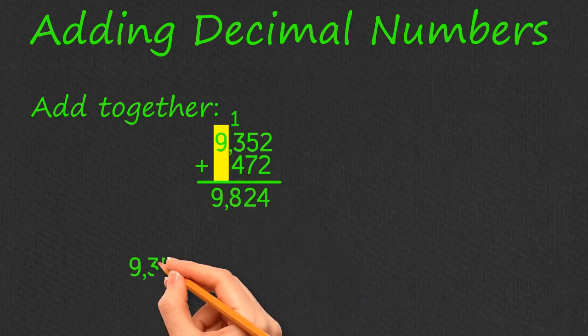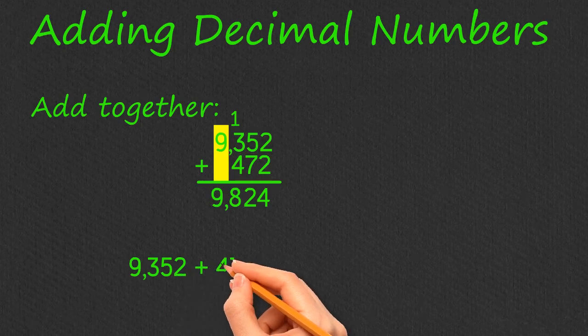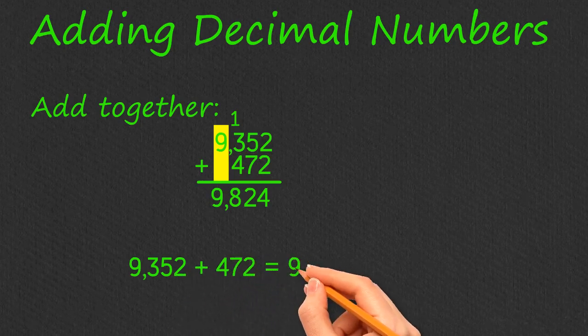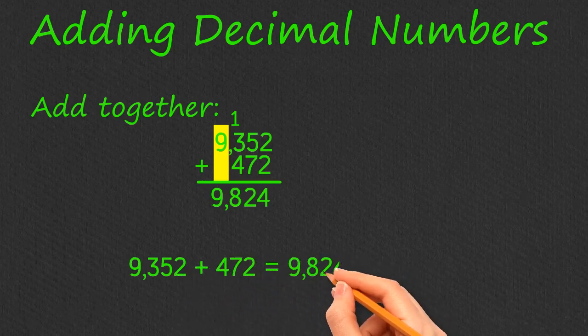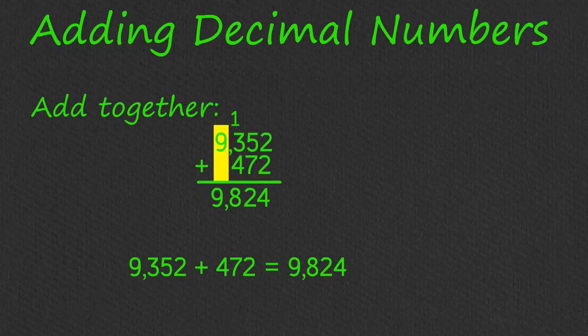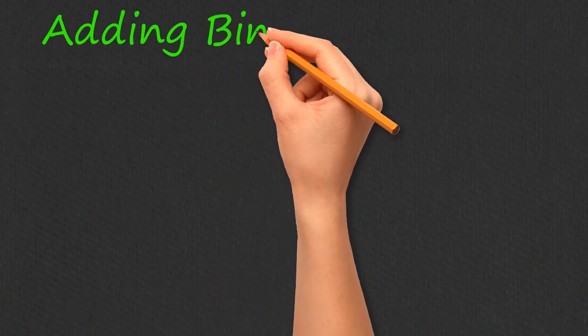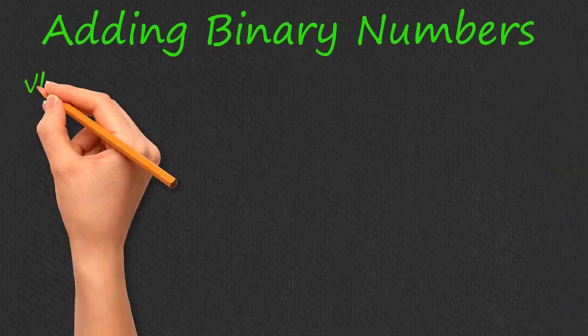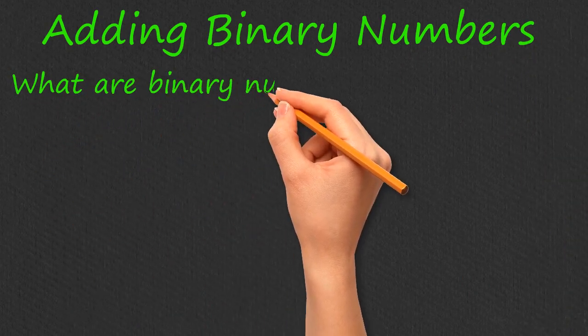Therefore, the answer to adding 9,352 and 472 together is 9,824. Now that we are reminded about how we add decimal numbers together, let us think about what might happen when we want to add together binary numbers. So first of all, what are binary numbers?